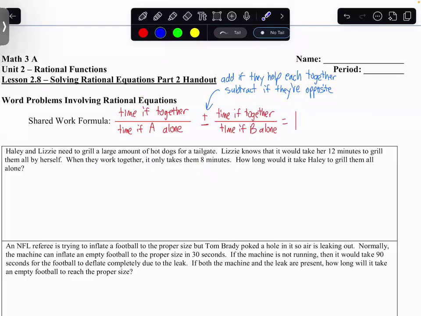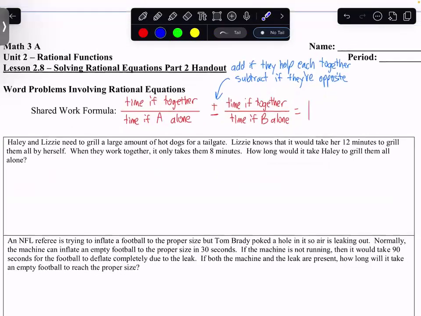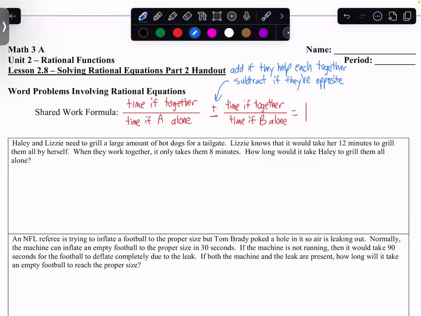Now what if the next time Haley's by herself? How long will it take Haley to grill enough? Okay, so we're gonna use the formula from above. Looking through the problem, it doesn't really matter who is A and who is B. It says right here that Lizzie knows it would take her 12 minutes to grill them by herself. So we'll put that right here. That's the time for person A, in this case Lizzie, to do it by herself.